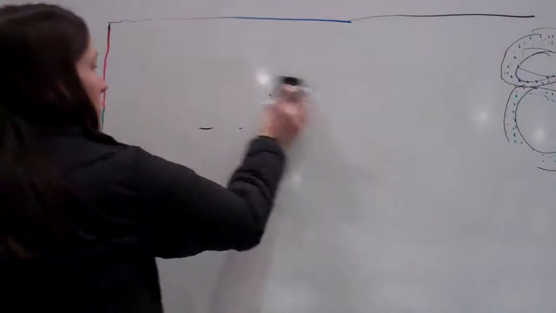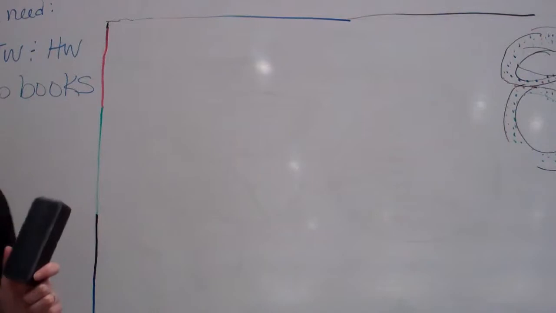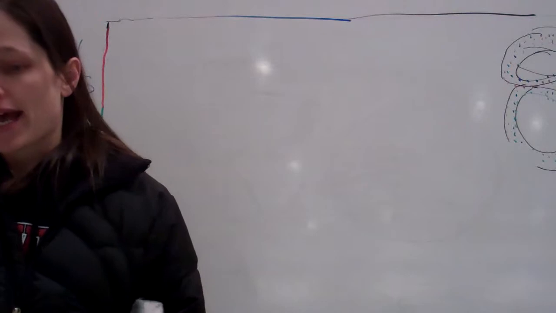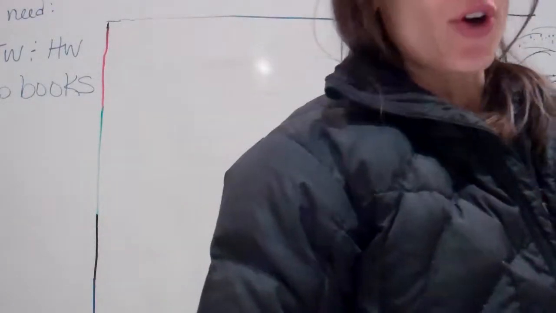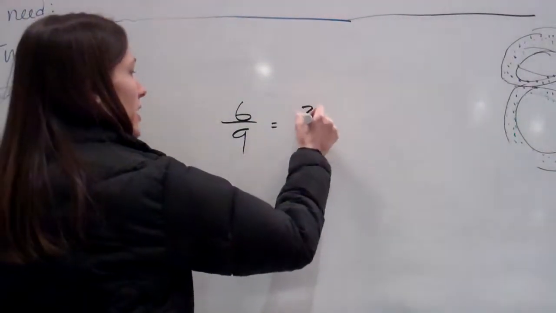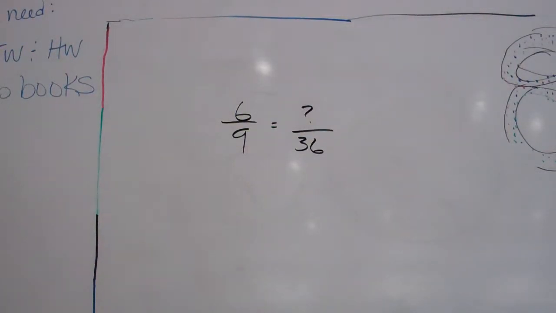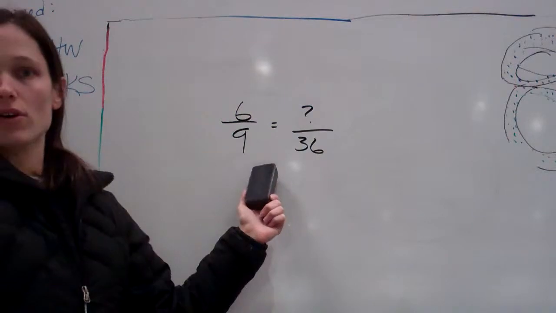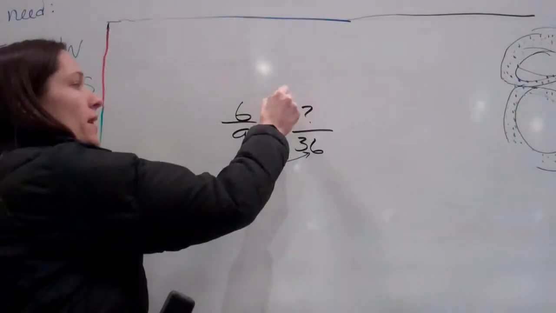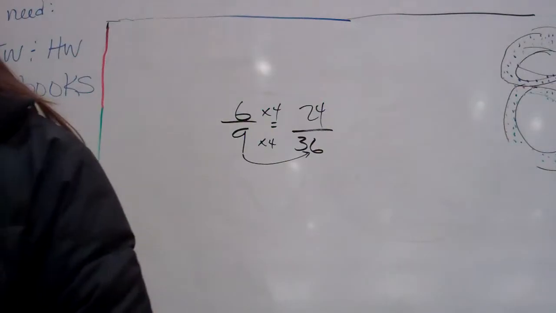All right, try this one. This one's D on your lesson practice, so you don't have to do this one. Write this on your paper. 6 is to 9 as what number is to 36? Who knows what we would get? Isaac. 24. What did you do to figure that out? Times it by 4. From 9 to get to 36, we have to times it by 4. So you do that to the top as well, and you get 24 as the answer.